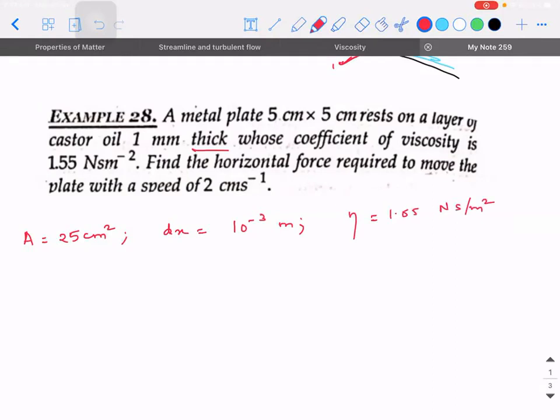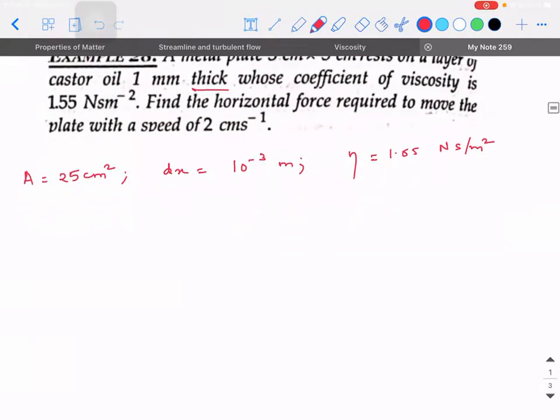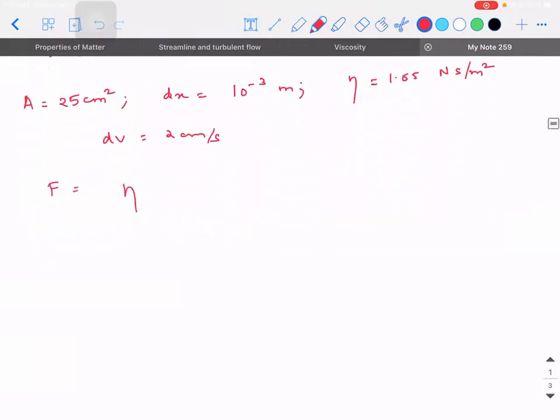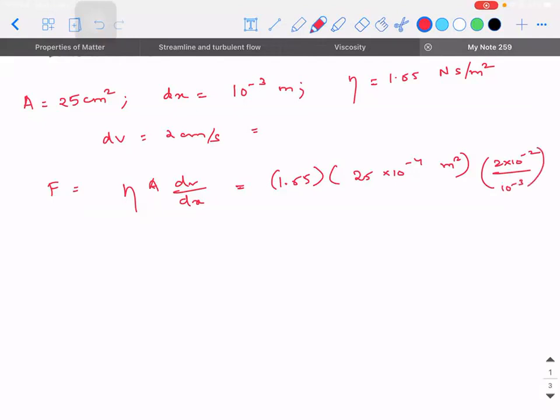Find the horizontal force required to move the plate with a speed of 2 centimeter per second. So dV is equal to 2 centimeter per second. So horizontal force will be how much? Eta times A into dV by dx. So their formula. Eta is 1.55. Area is 25 centimeters square, so 25 into 10 power minus 4 meters square. dV is 2 centimeter per second, that is 2 into 10 power minus 2 meter per second. Correct? So 2 into 10 power minus 2 divided by dx, which is 10 power minus 3. Now, when you solve this, you're going to get the answer.